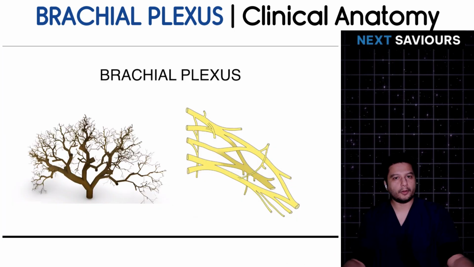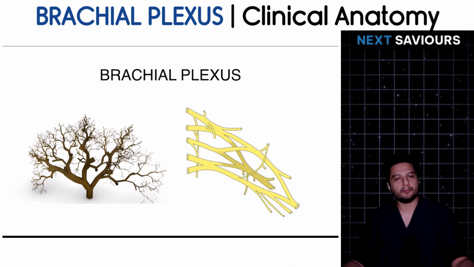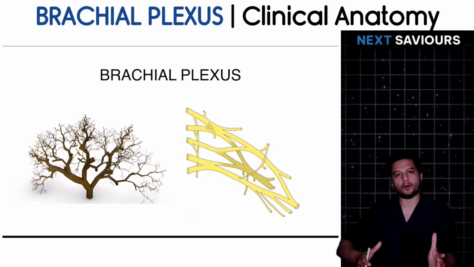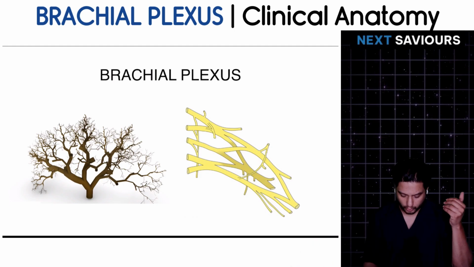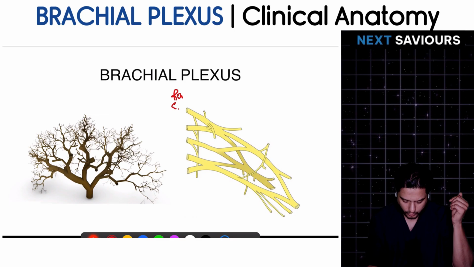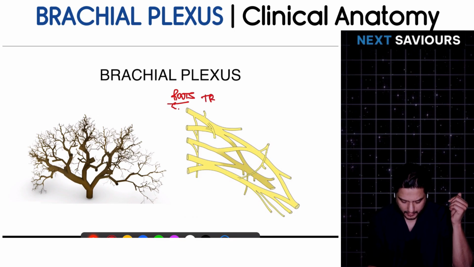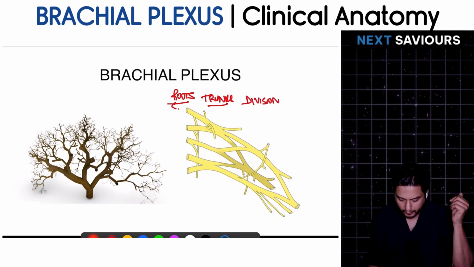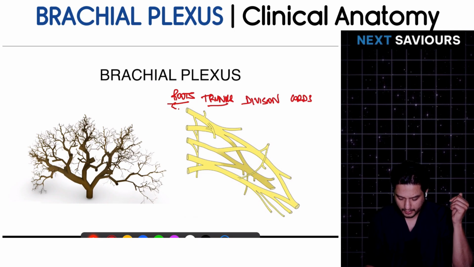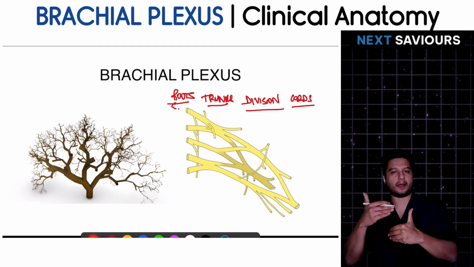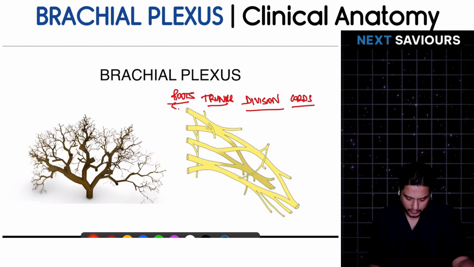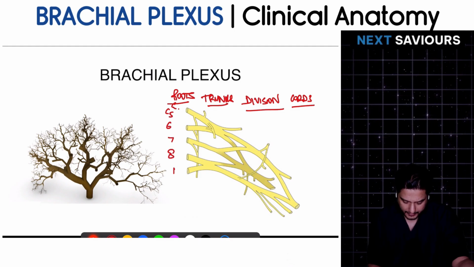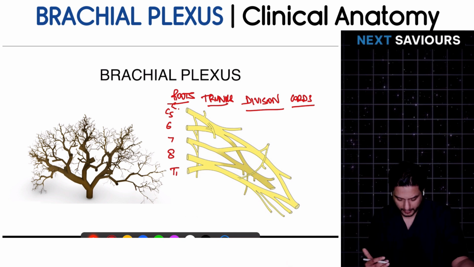Although it might sound confusing most of the time, the names of the components of the brachial plexus are designed after the arrangement of a tree. As there are roots in a tree, there are trunks, then we have the divisions, and finally we have the cords. Similarly, there are roots in the brachial plexus, and these roots are C5, C6, C7, C8 and T1. These are the roots of the brachial plexus.